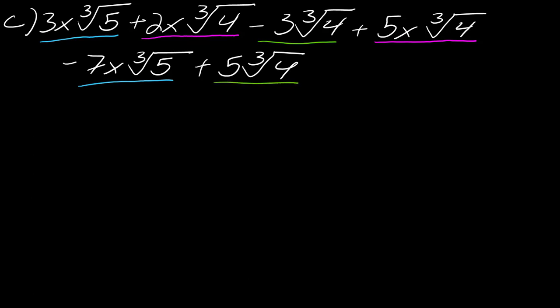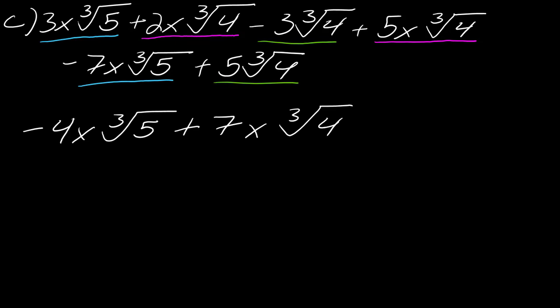So I'll start with the blue terms here. So this will be negative 4x times the cube root of 5. And then the next one, I'll go with these pink terms here. So this will be plus 7x times the cube root of 4. And then finally, plus 2 times the cube root of 4. So you just kind of want to watch out for that as you're working through these problems.